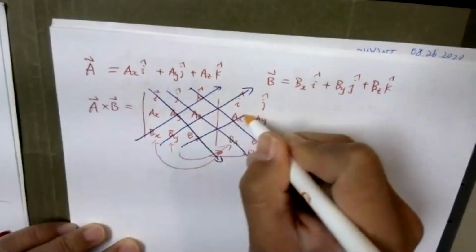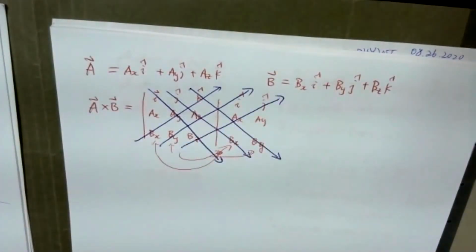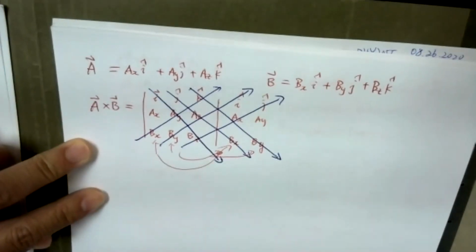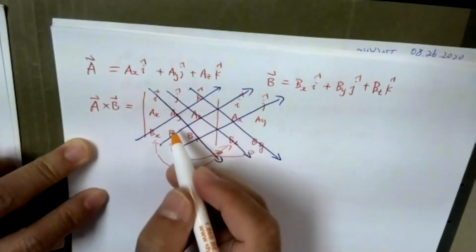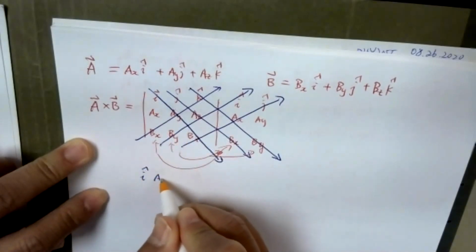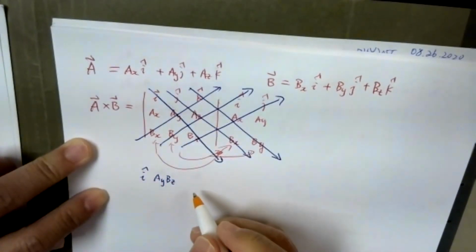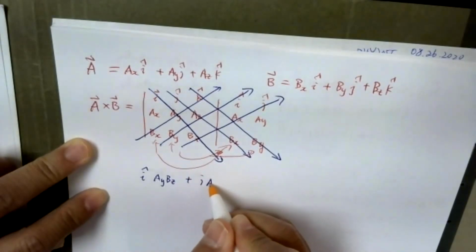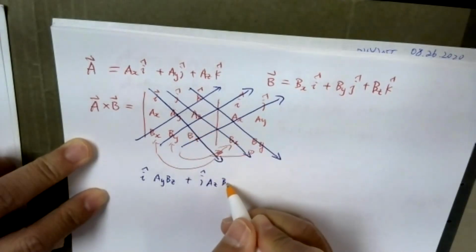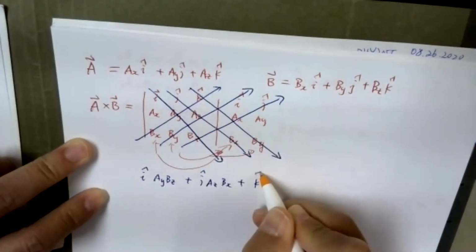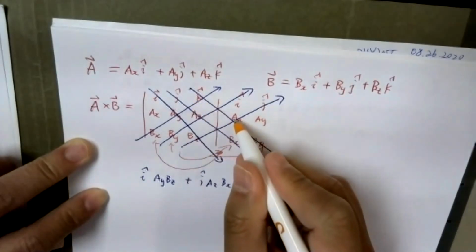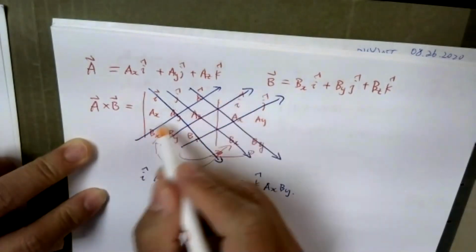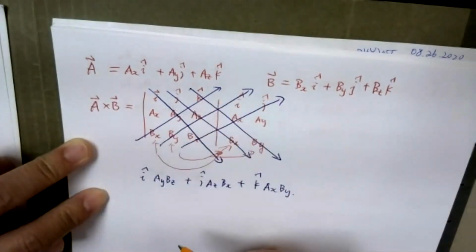Some of you guys might have learned this already. Whenever the arrow goes down, they are positive terms, and when it goes up, they are negative terms. So for the first one, you will have i times AyBz, and then plus j times AzBx, and then plus k times AxBy. Now these three terms will be negative.